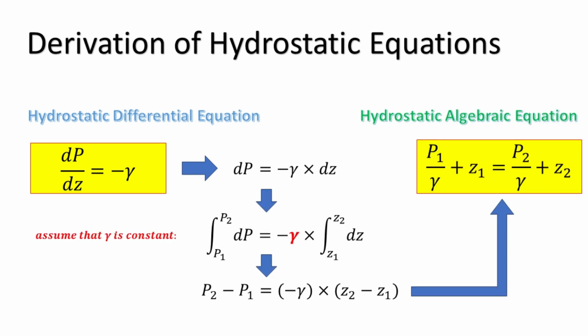Next, let's integrate the hydrostatic differential equation, with the elevation changing from Z1 to Z2, corresponding to the hydrostatic pressure changing from P1 to P2. In this step, it is critical to emphasize that the specific weight of the fluid gamma must be a constant. The result, after some rearrangement, is what we call the hydrostatic algebraic equation. This equation has many real-world applications, especially for hydraulic designs.